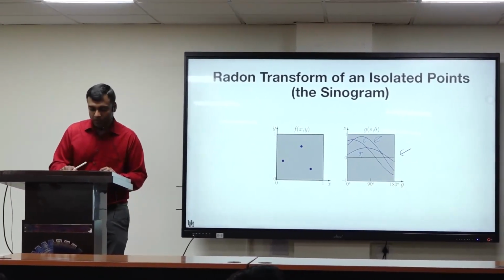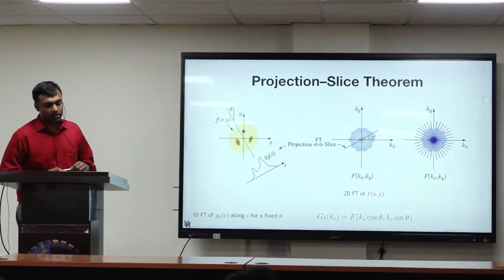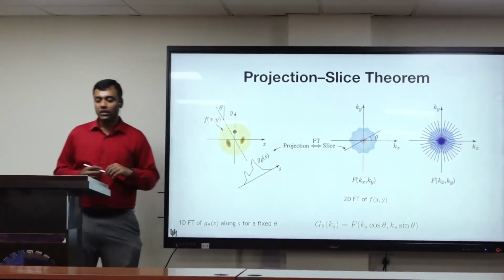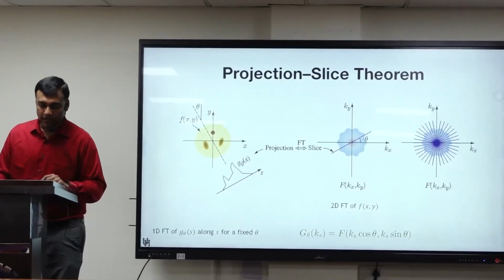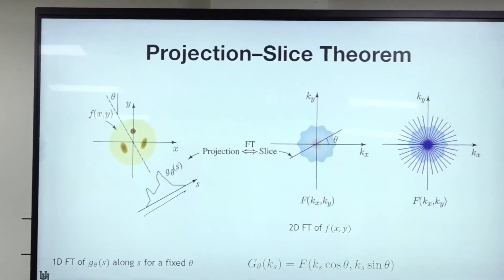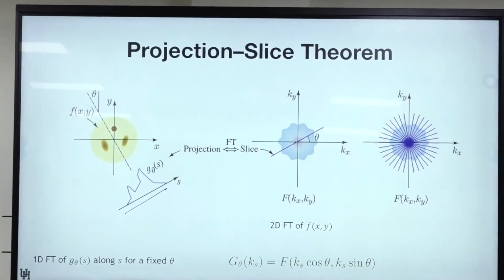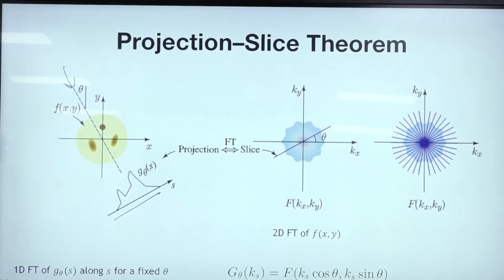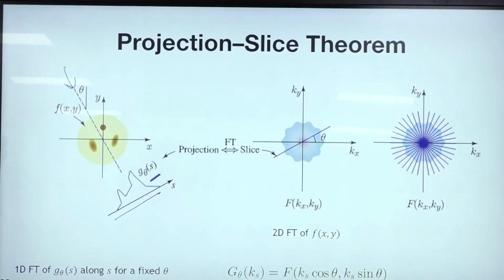Okay. So the solution to this problem is what's called the projection slice theorem. The theorem essentially is as follows. Let's say we take the object and view it from an angle theta from the vertical. Then if you make this projection g_s of theta, take the Fourier transform of g_s of theta.